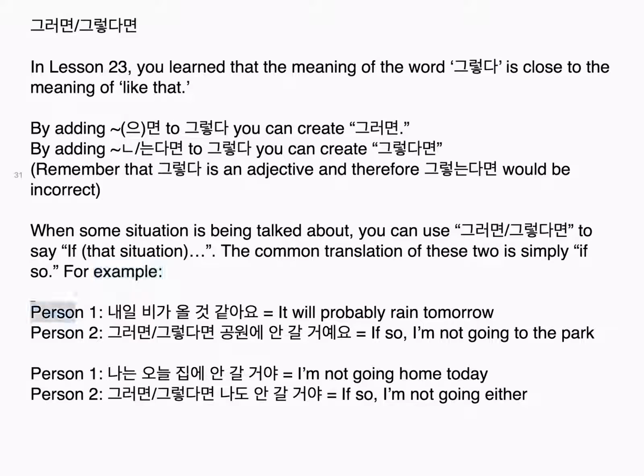For example, person 1: 내일 비가 올 것 같아요. It will probably rain tomorrow. Person 2: 그러면 그렇다면 공원에 안 갈 거예요. If so, I'm not going to the park. Person 1: 나는 오늘 집에 안 갈 거야. I'm not going home today. Person 2: 그러면 그렇다면 나도 안 갈 거야. If so, I'm not going either.